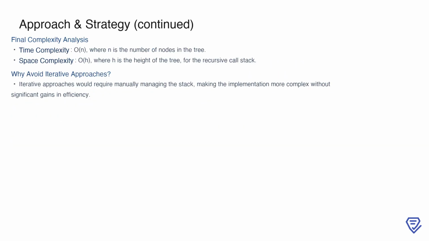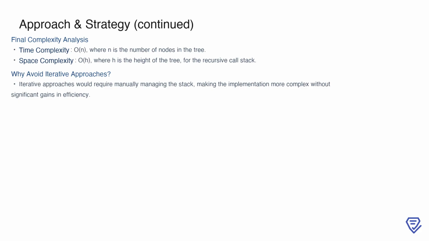The final complexity analysis reveals why the optimized recursive approach is the ideal solution. The time complexity is O(n), where n is the total number of nodes, because each node is visited exactly once during the traversal. The space complexity is O(h), where h is the height of the tree. This accounts for the space used by the recursive call stack, which is proportional to the depth of the tree.